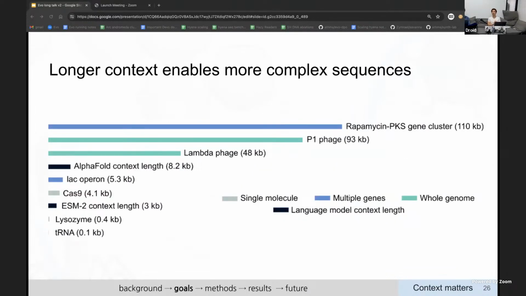Focusing on context length first, we're interested in longer context in DNA, in part because single molecules, which you see here, can be relatively short, less than a kilobase, or less than 1,000 tokens essentially. And we have language models on proteins that can fit these in context. But when you want to look at whole genomes, such as a lambda phage, which is a type of virus, or other types of gene clusters, longer context matters to be able to model these types of molecules and sequences.